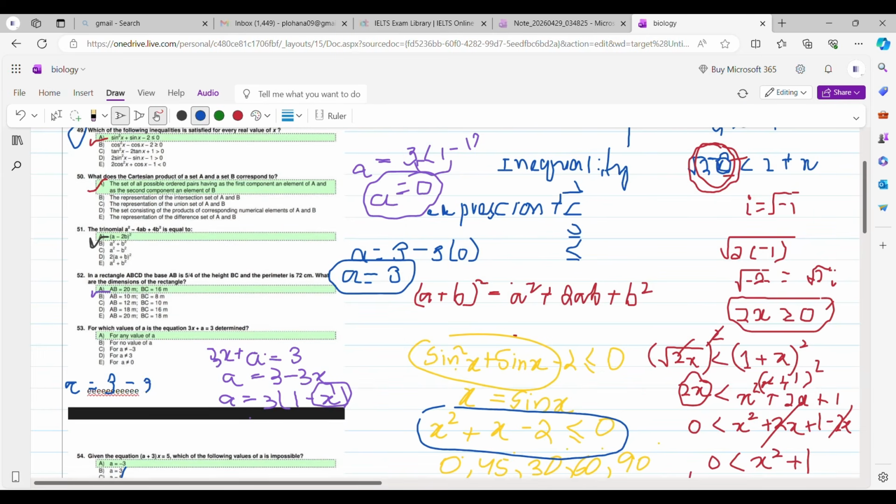3 minus 3. If I put the value of x, that 3, okay, so a is equal to 3 minus 3 3s are 9, right? A is equal to 3 minus 9, that is minus 6 basically. A comes out to be minus 6. I need to make it minus 3 basically.